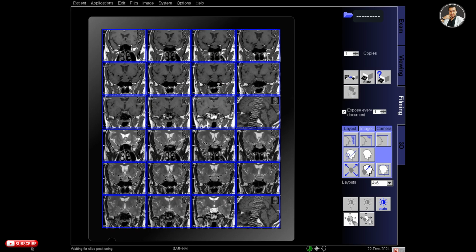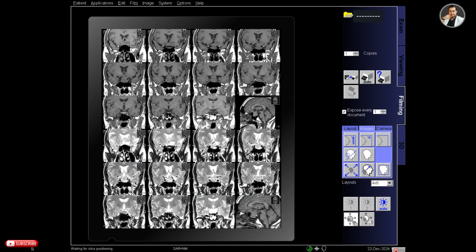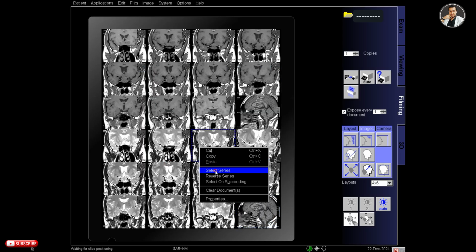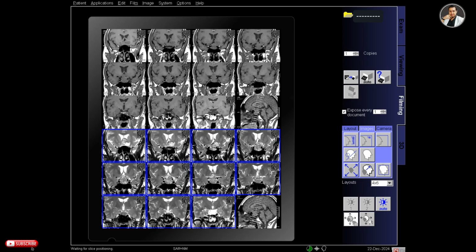So adjust the size of the image. The first 3 rows occupy T1 coronal including 1 reference image, and the bottom 3 rows occupy T2 coronal images including 1 reference image. So this is a coronal film for pituitary, both T1 coronal and T2 coronal in one film.